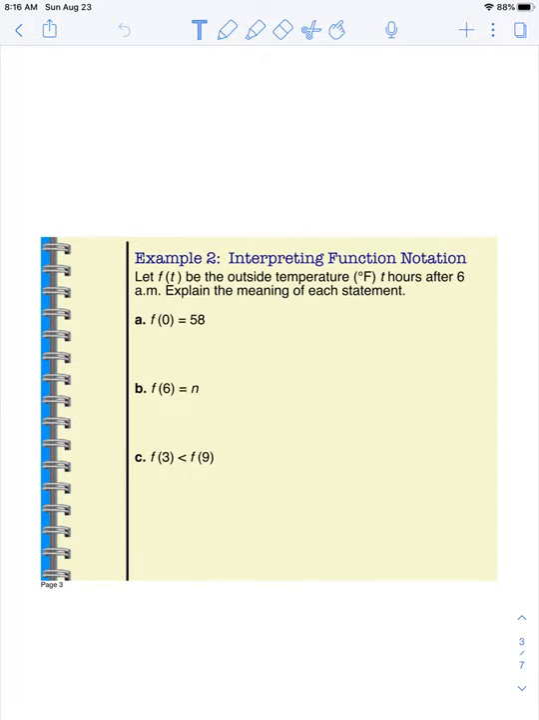All right, for example 2, we're going to look at interpreting function notation. So f of t is going to represent the outside temperature t hours after 6 a.m. So let's interpret what each of these mean. f of 0 equals 58. That means 0 hours after 6 a.m. the temperature is 58 degrees. So at 6 a.m. it's 58 degrees Fahrenheit.